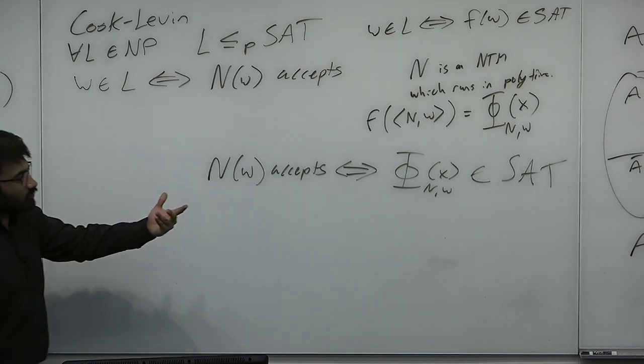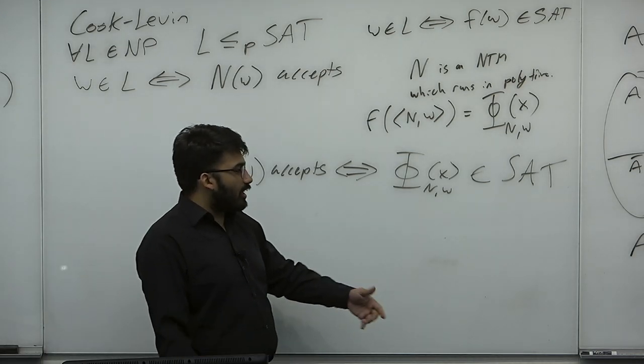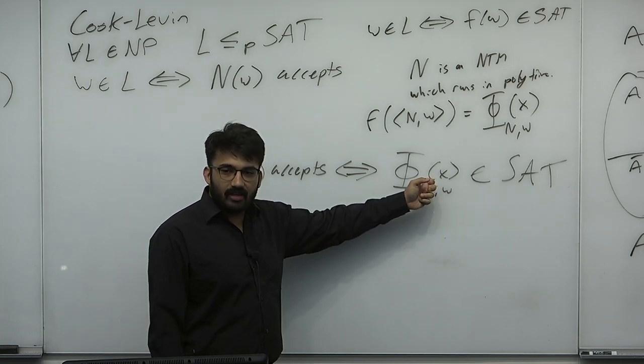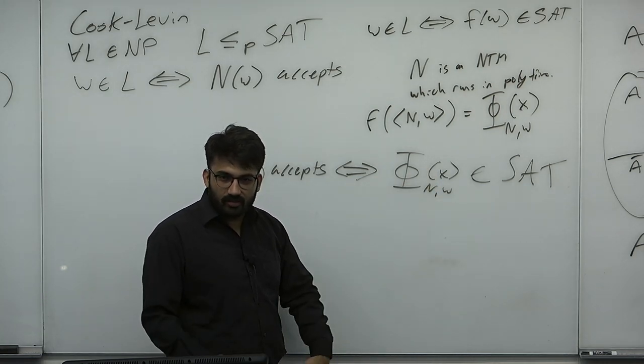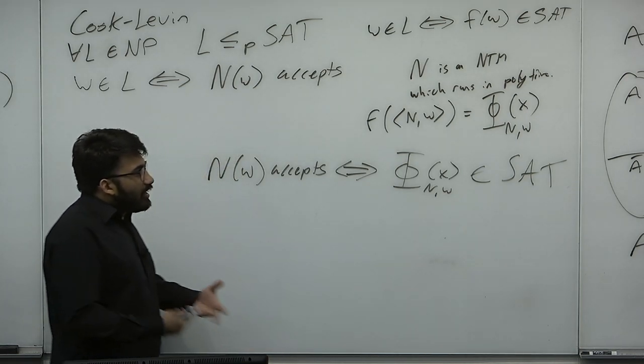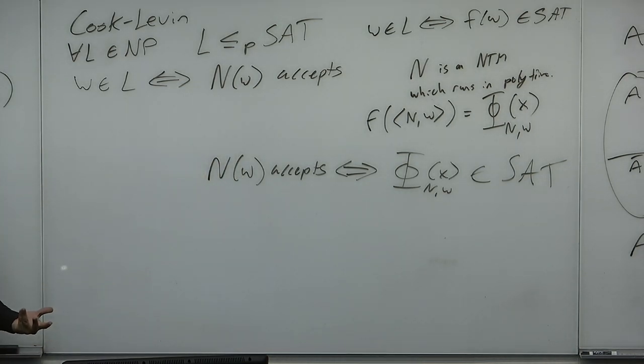Now, the hardness of SAT is what, again? You're given the formula. You want to find the satisfying assignment. That's the search version of SAT. If it's satisfiable, you can find this assignment, right? Finding that satisfying assignment is the hard part. This is sort of how high-level the proof is going to work, okay?